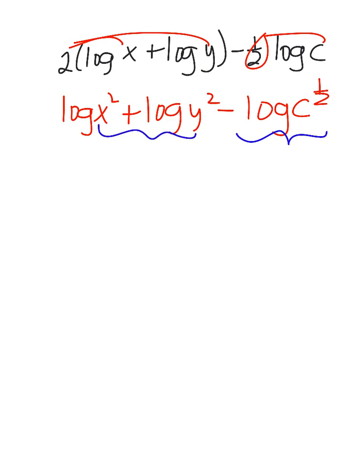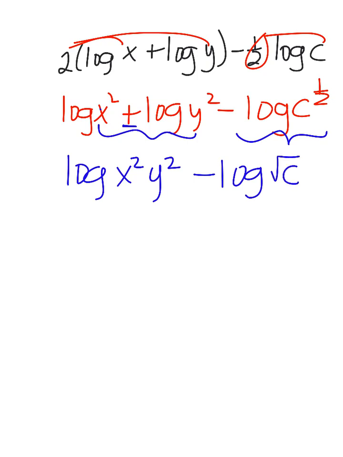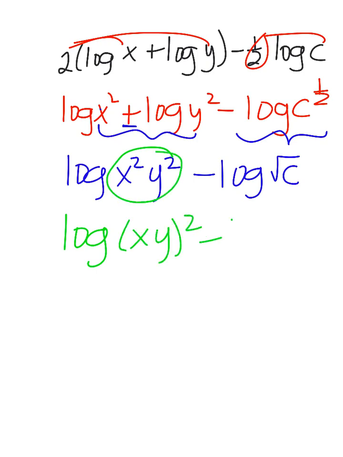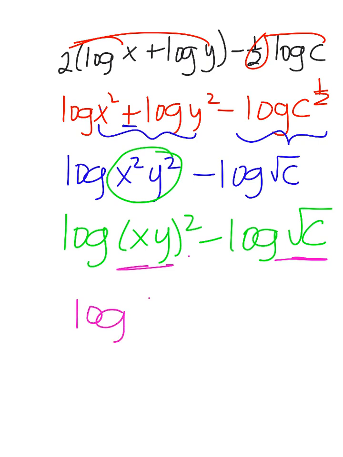And the x squared and the y squared, they can be written as xy squared because of the plus. So it's log x squared, y squared minus log the square root of c. So this here I would write as log (xy) squared minus log the square root of c. And then minus would be that these two are divided. So it's log (xy) squared divided by the square root of c. Okay, so let's take a look at number 3.